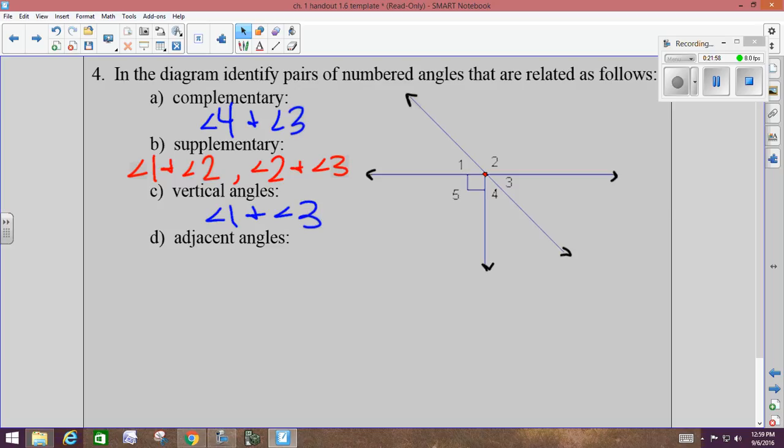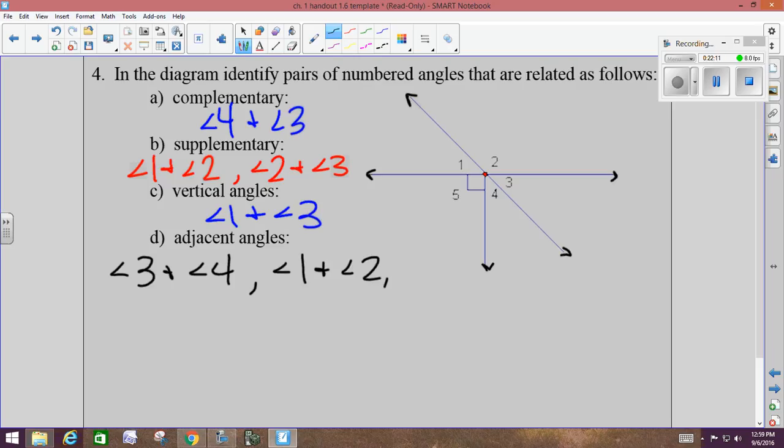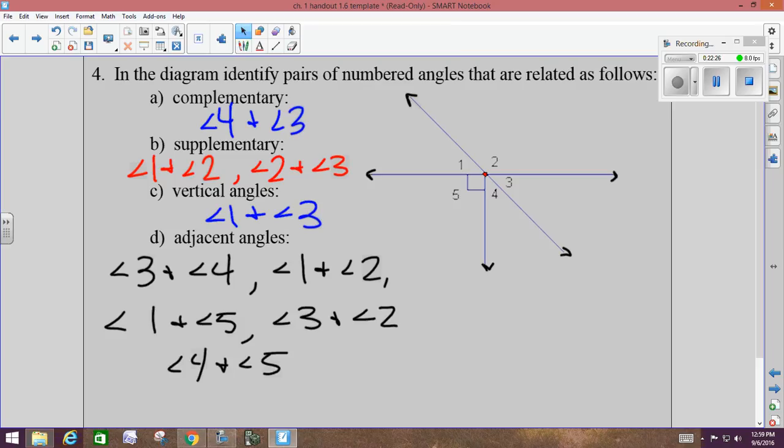Ruth, how about a pair of adjacent angles for part D? Gavin, how about a different pair of adjacent angles? Ruth, how about a different pair? Gavin, how about another pair? Ruth, how about the last one? Excellent. Good job, guys. Adjacent: next to, share a ray.